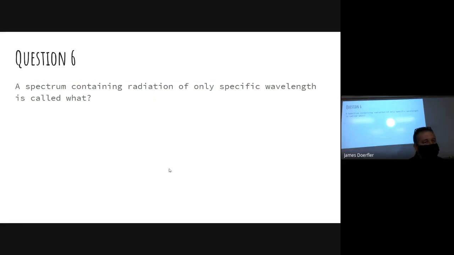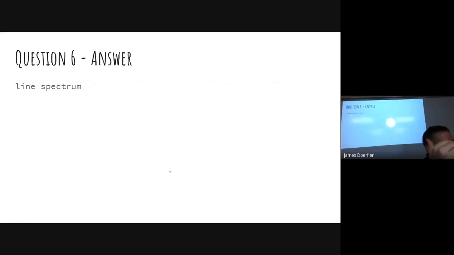Question 6. A spectrum containing radiation of only specific wavelengths is called what? This goes back to when we became pirates for a little bit, using those spectroscopes. Think about what you saw in those spectroscopes. You saw very thin lines of color with large gaps in between them. That's what this question is pertaining to: radiation, which is just light, that contains only specific wavelengths. We looked at line spectrums. So that's the definition of a line spectrum.